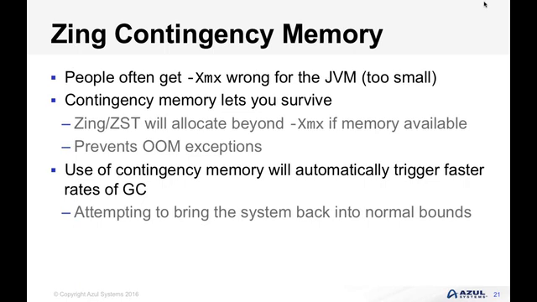If you do that, we will automatically trigger faster rates of garbage collection. The idea there is that if you are going beyond your heap space, then we'll start doing garbage collection more quickly and try to bring things back into the normal bounds, so it goes down below the heap space that you've allocated. Obviously, you can look at the log messages, see what's going on, and say, okay, maybe I do need to allocate more space for the heap on this particular service because it is going outside of the normal bounds.